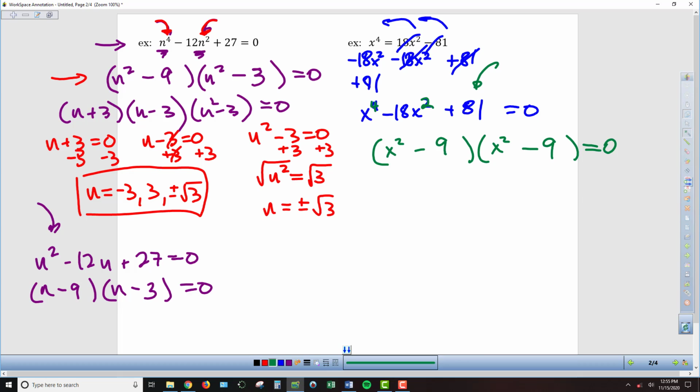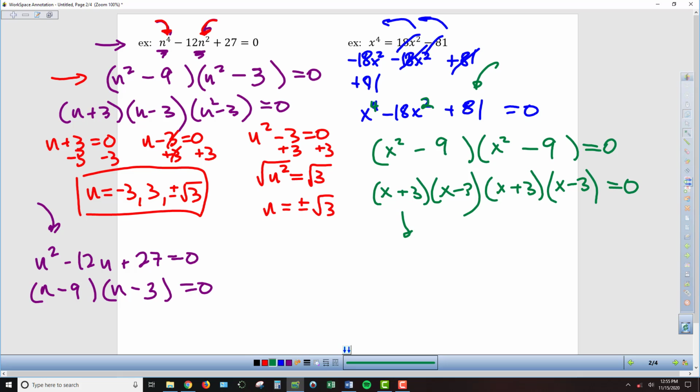Now I can factor again, like we saw in the previous question. We can say x plus 3 times x minus 3 for the first one, and then for the second one it's the same thing, x plus 3 times x minus 3 equals 0. So we've got the same difference of squares in both sets. So we're just going to get two answers on this one.